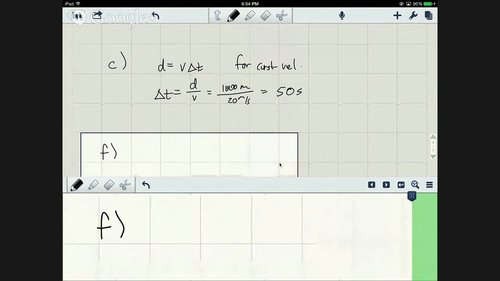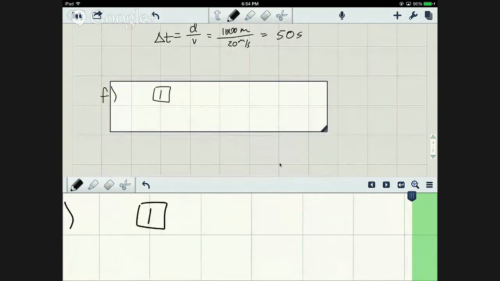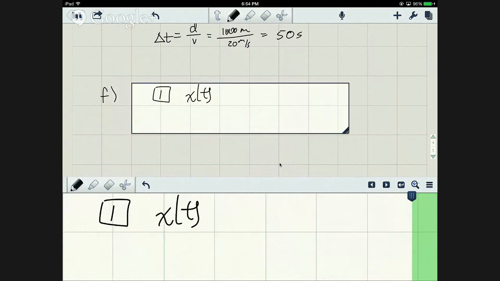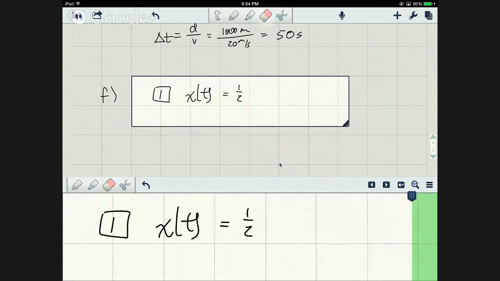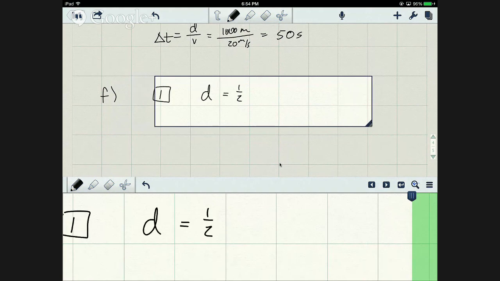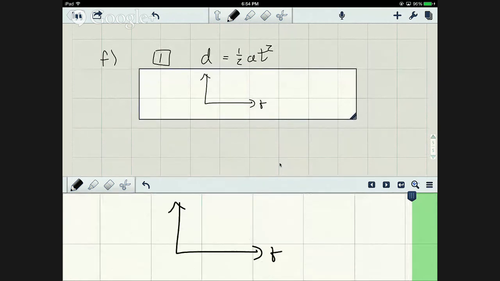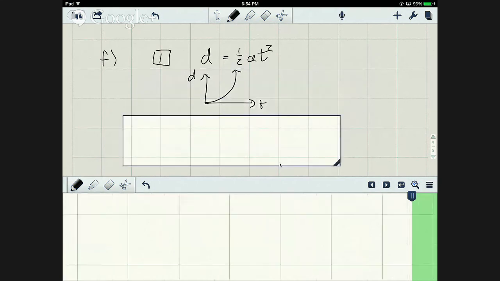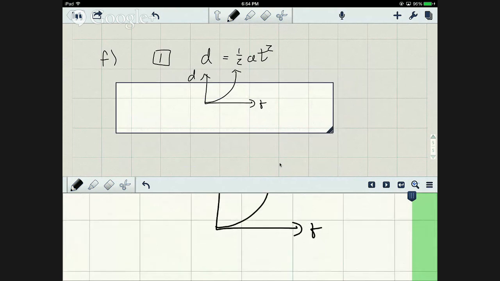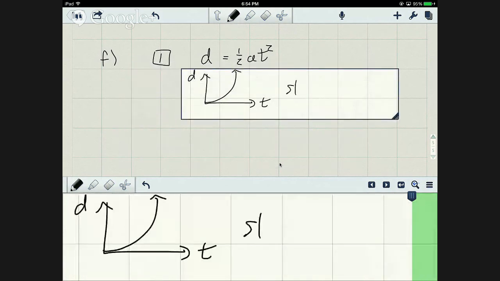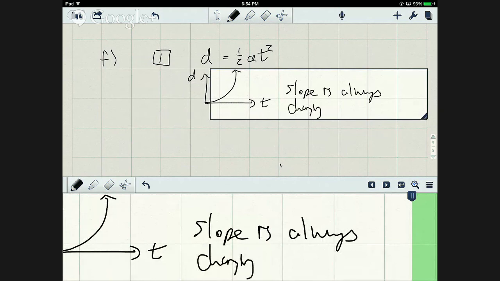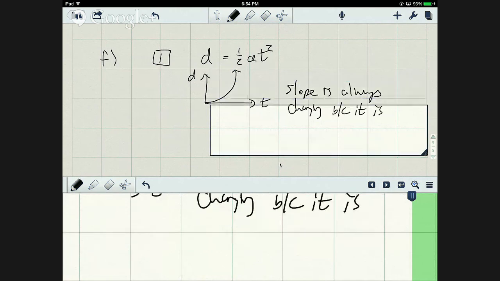Great. Okay. So for car 1, we had position as a function of time. Now let's just plot the distance traveled. 1/2 AT squared is the form of it, and that's all we care about. So here we go. T, here's D. It's going to look like some quadratic starting at D equal to 0, meaning I traveled 0 distance in 0 time. So comment here is that the slope of the graph is always changing. Slope is always changing because it's speeding up.